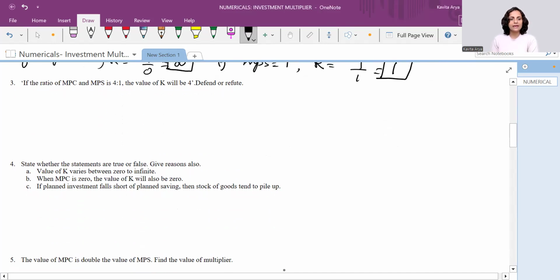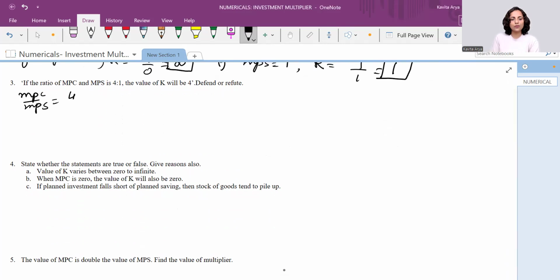Now, the question is: if the ratio of MPC and MPS is 4 is to 1, the value of K will be 4. Defend or refute. Again, it's a numerical. We have to just check how it goes. The ratio of MPC with respect to MPS is 4 is to 1. If we cross multiply, this gives us MPC is equal to 4 times MPS.